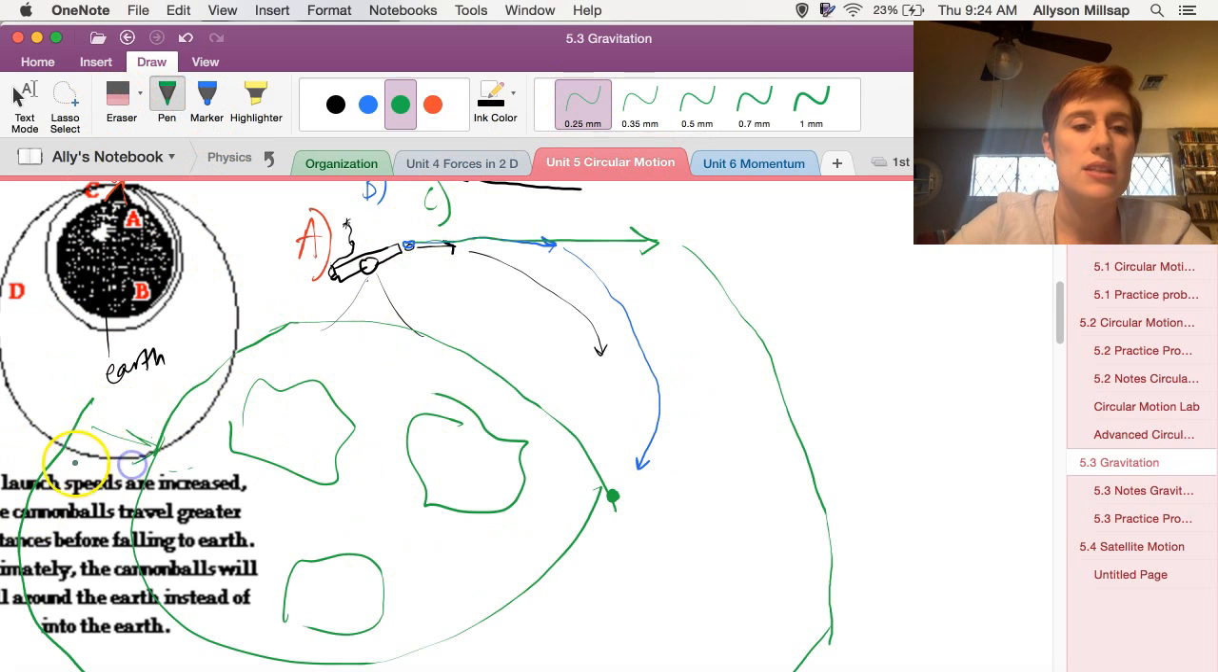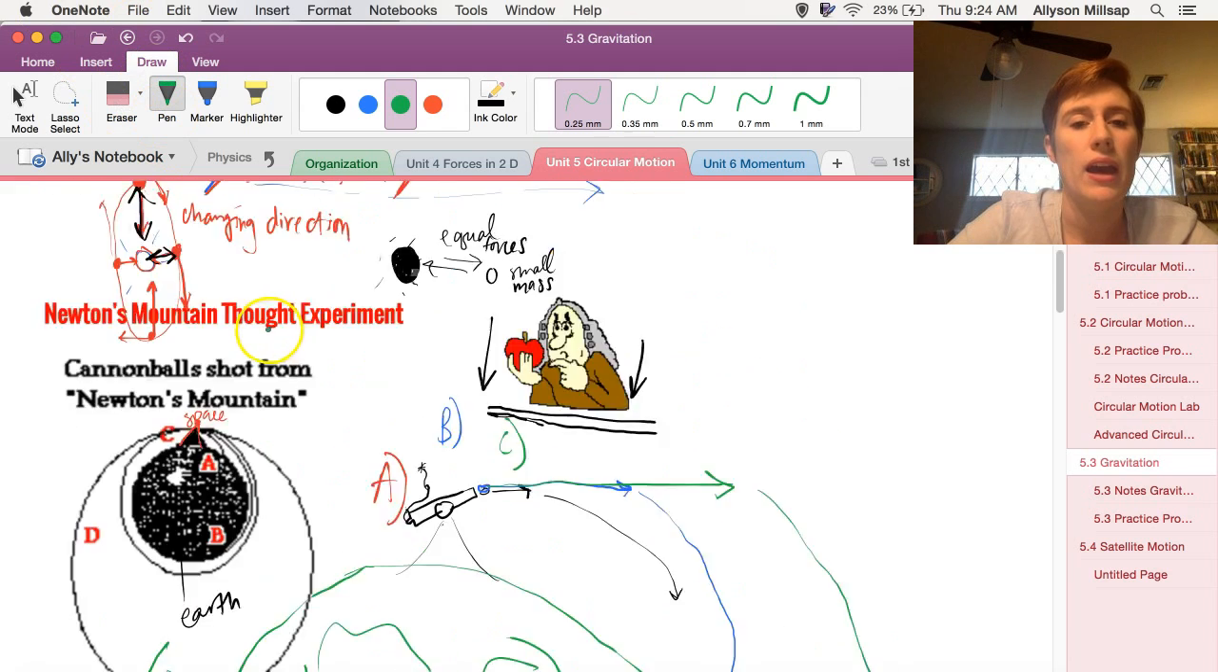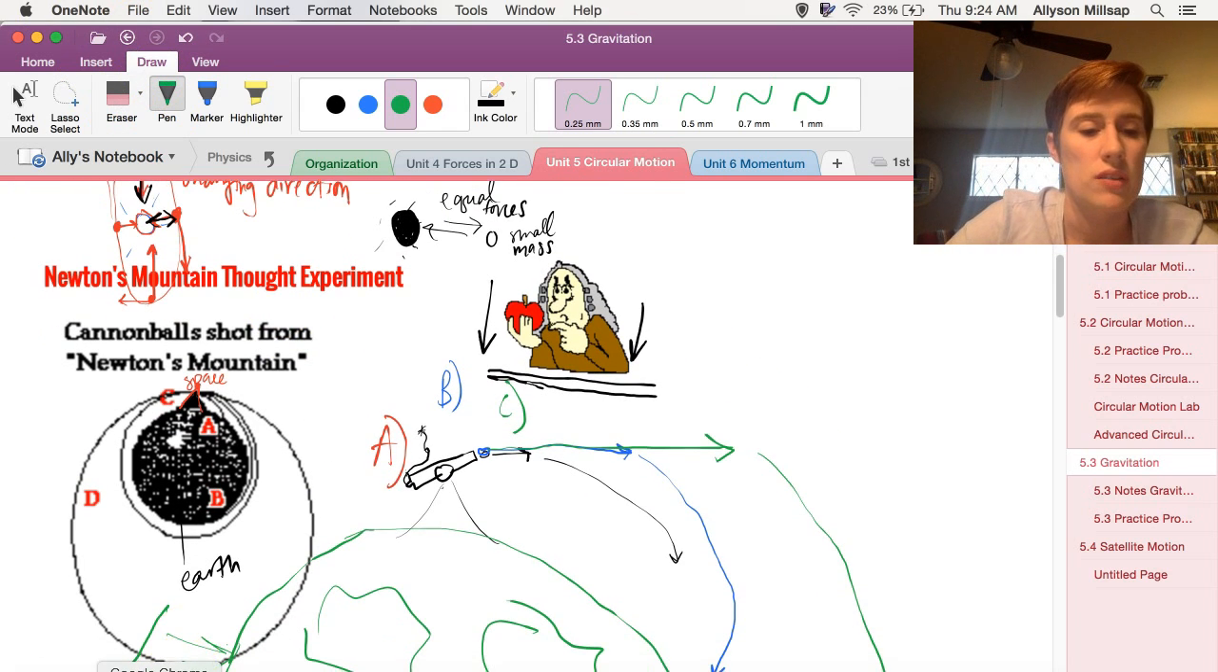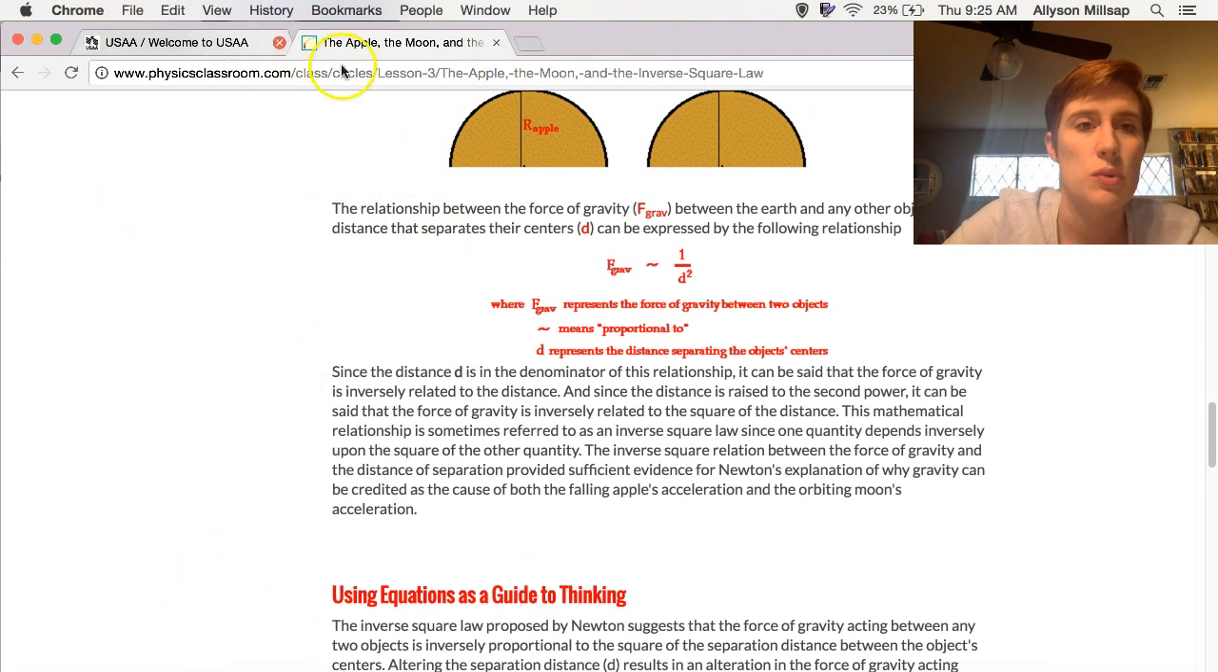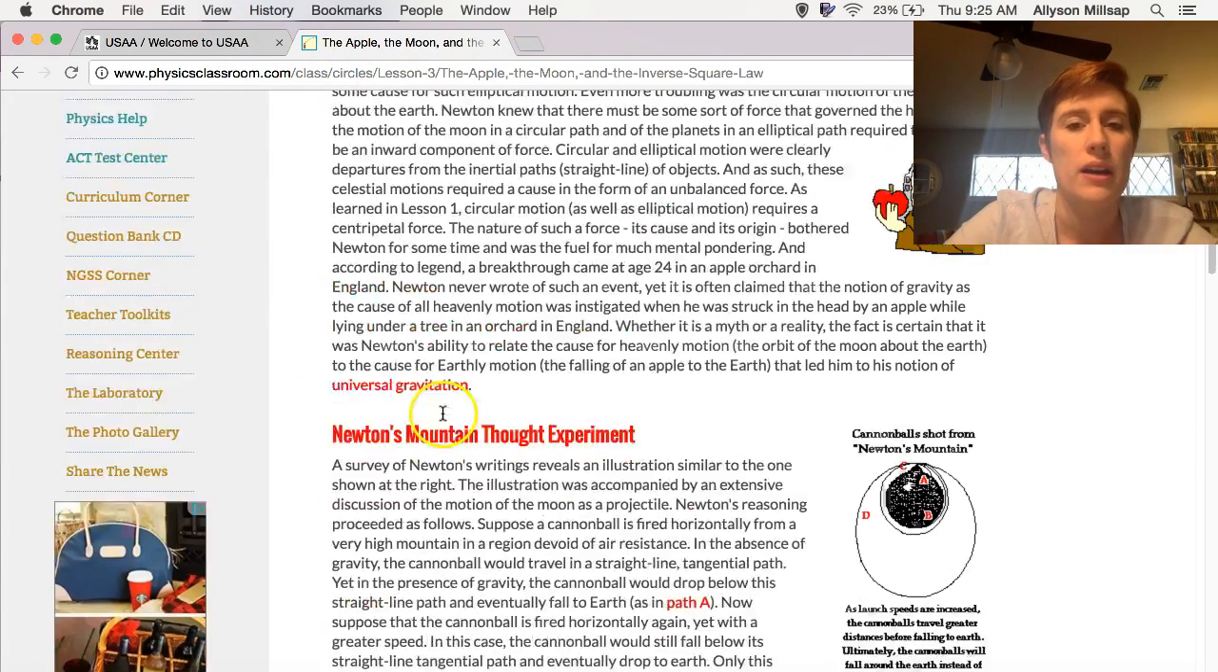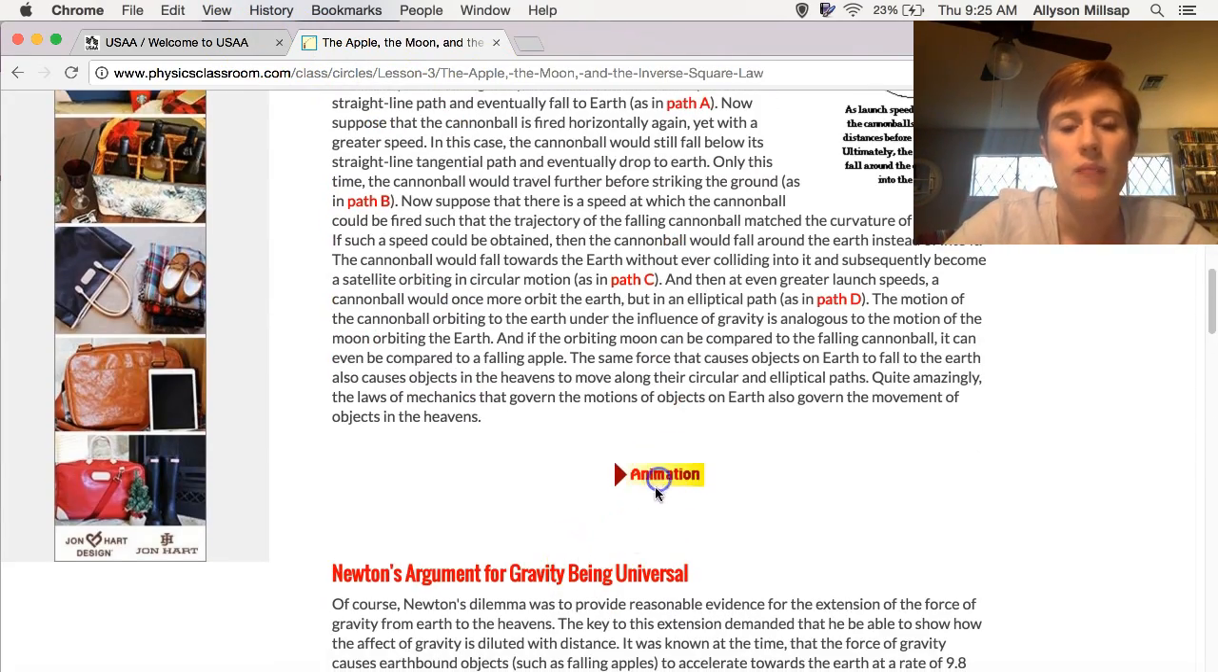It's continually having this force pulled on it from the Earth. But since the Earth is curved, it feels like it's falling forever. Let me show you a simulation. So if my drawings were not super great, I'm going to show you my animation here.